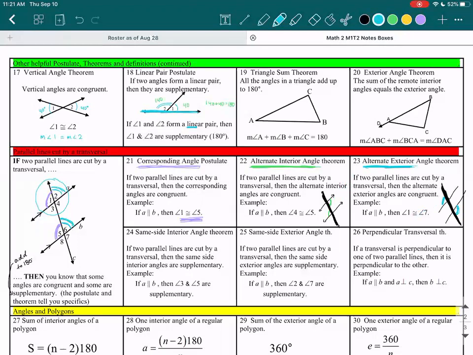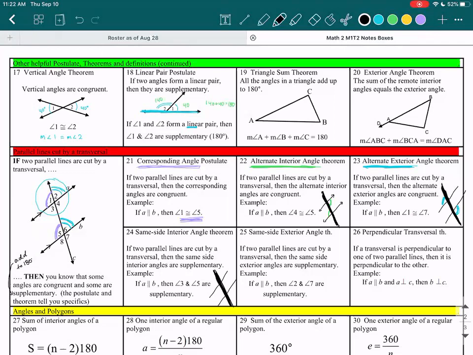Do you guys have questions on these two or these, anything so far? No? Okay. Let's do same side interior angle theorem. Let me do this in black. Be consistent. Okay, so we got our bold transversal and then parallel lines as best as I can draw them. If two parallel lines are cut by a transversal, then the same side interior angles are supplementary.